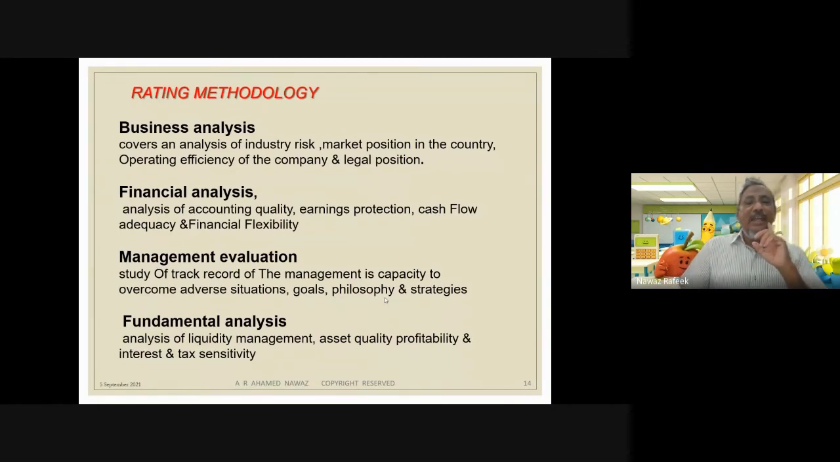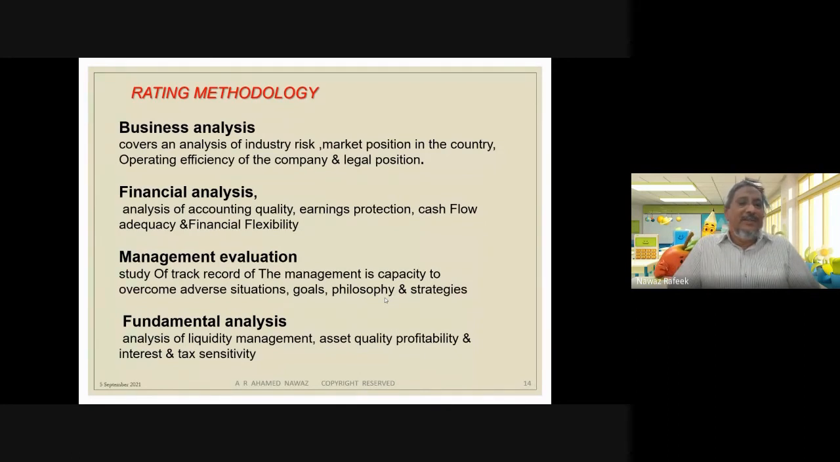Business analysis covers an analysis of industry risk, market position of the country, operating efficiency of the company, and the legal position. The rating agencies can give their ratings on different categories of methodology. So business analysis means the industry risk, and the industry risk means the market, competitors, and so on and so forth.